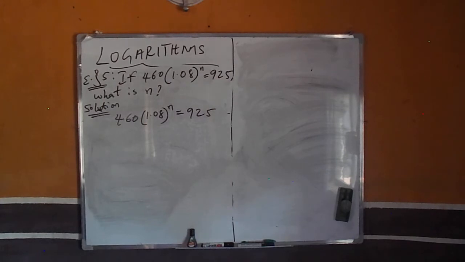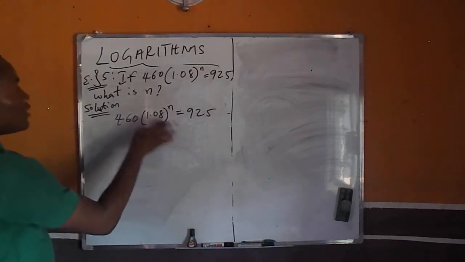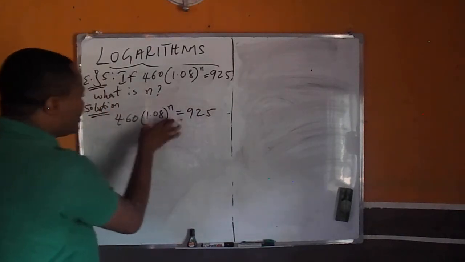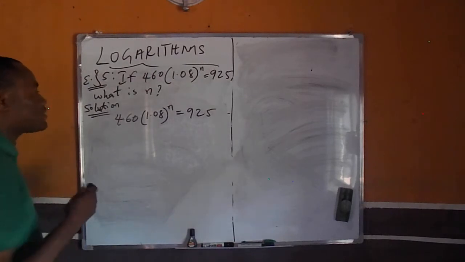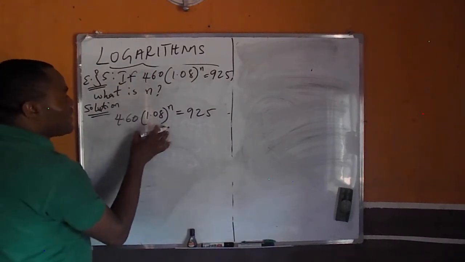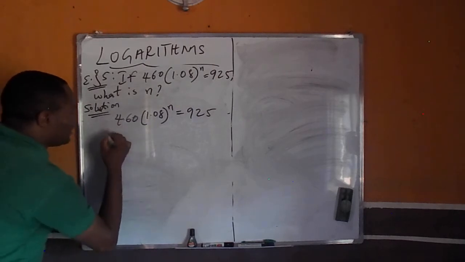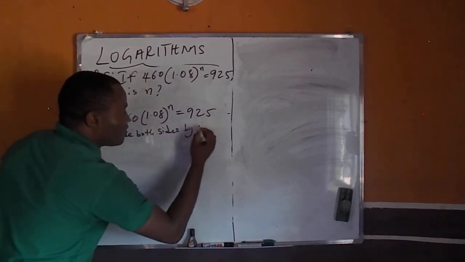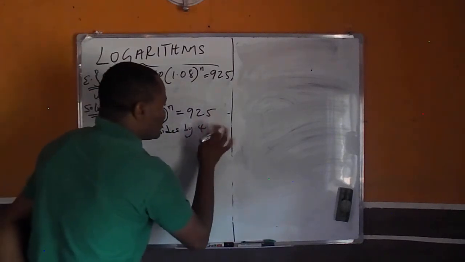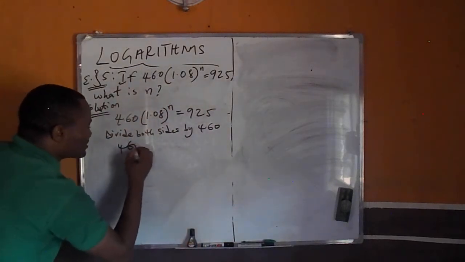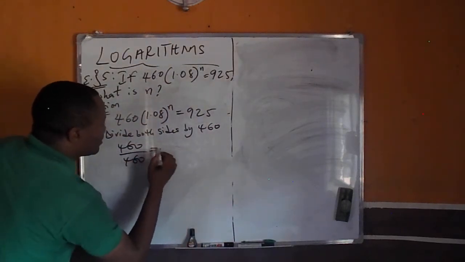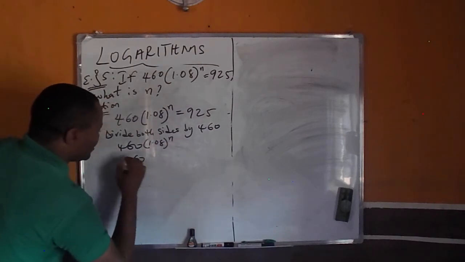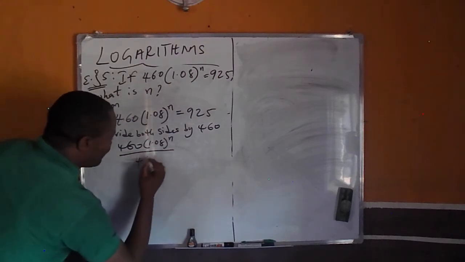What we are trying to do here is to make n the subject of the formula. The first thing is to divide both sides by 460. When you divide both sides by 460, you now say divide both sides by 460. 460 divided by 460, 460 divided by 1.08.